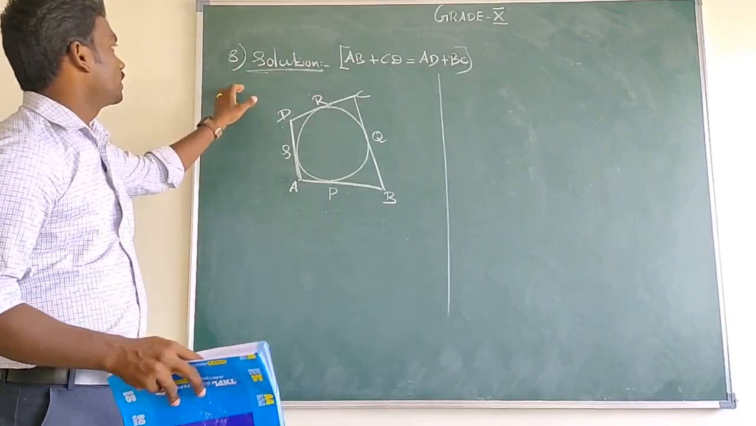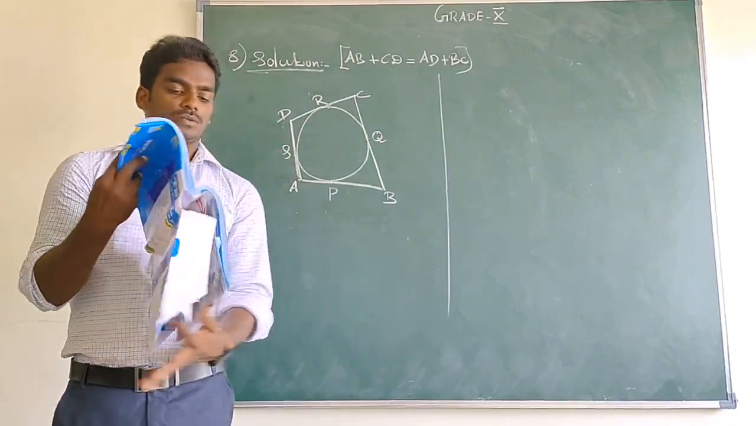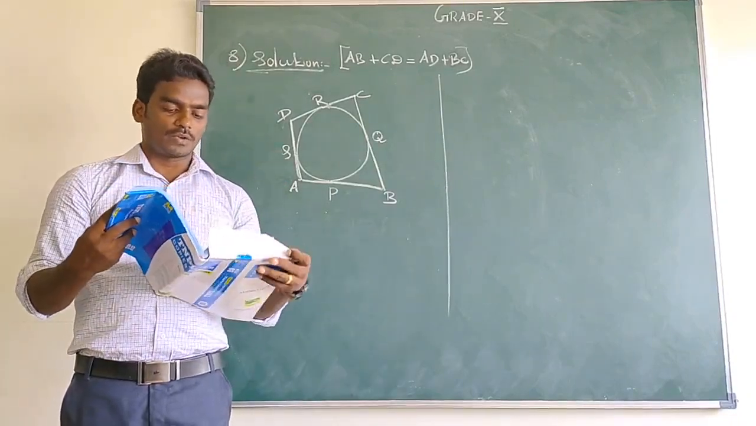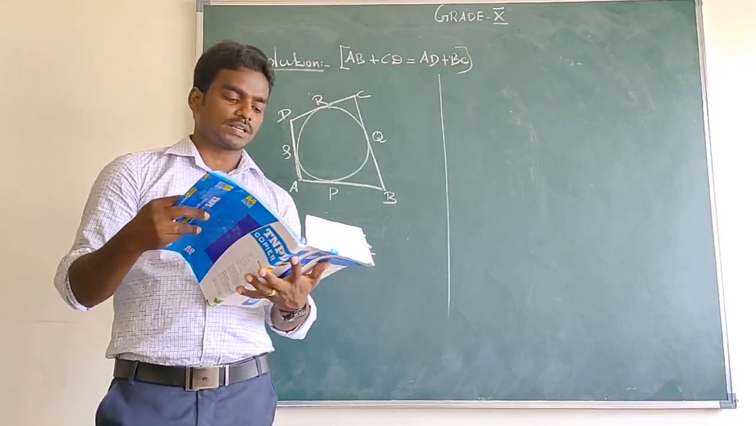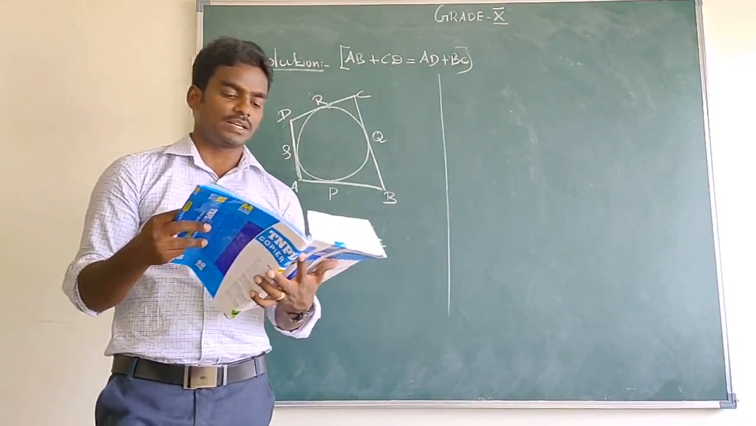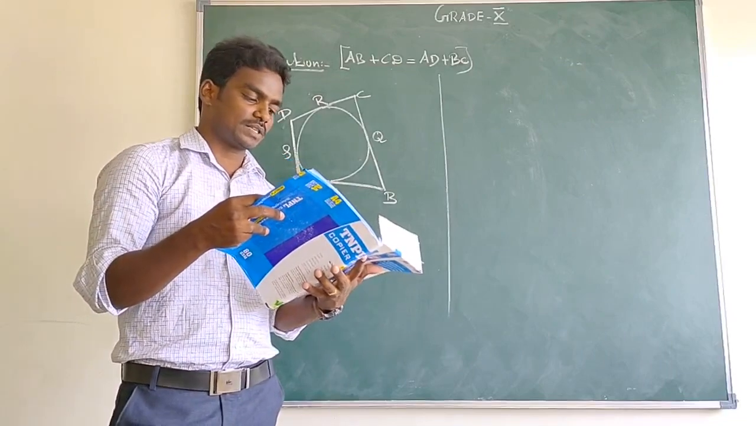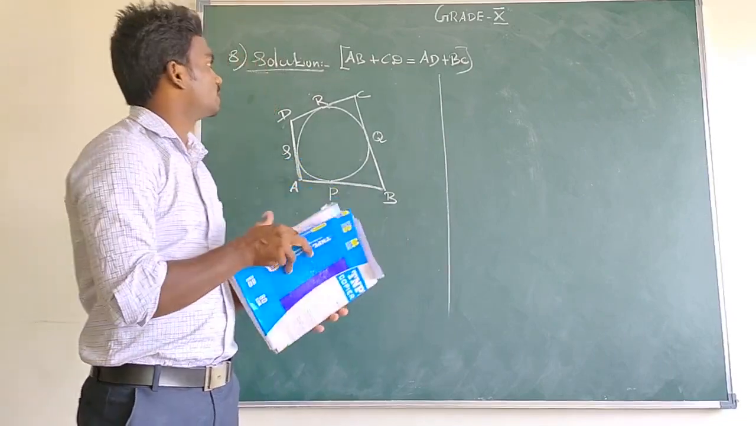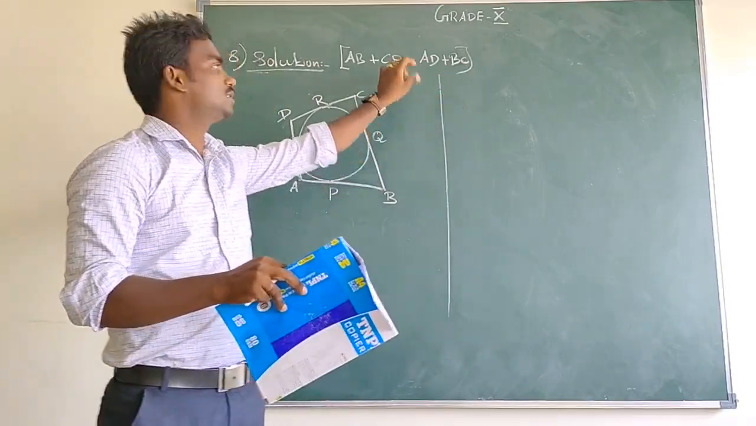See our next one, the eighth question. What is our eighth question? A quadrilateral ABCD is drawn circumscribing a circle. Prove that AB plus CD is equal to AD plus BC. This is what we want to prove.